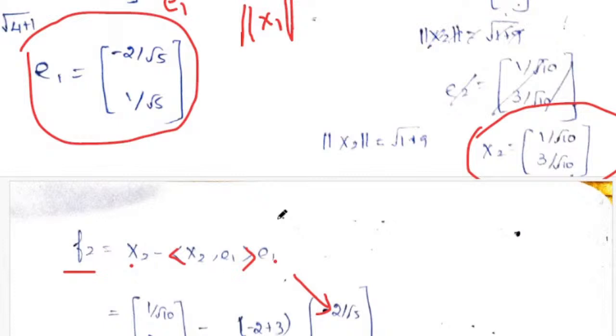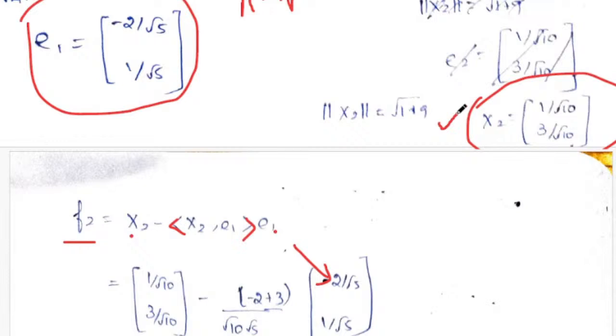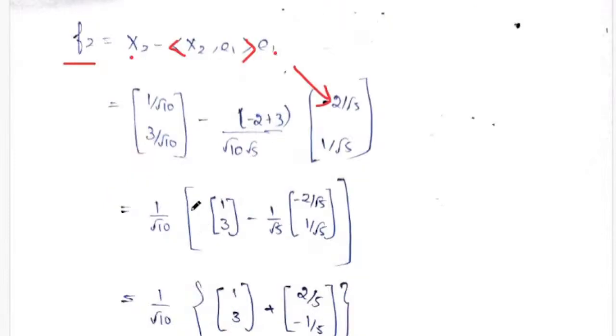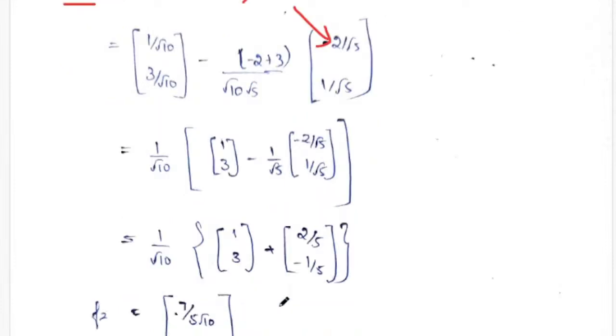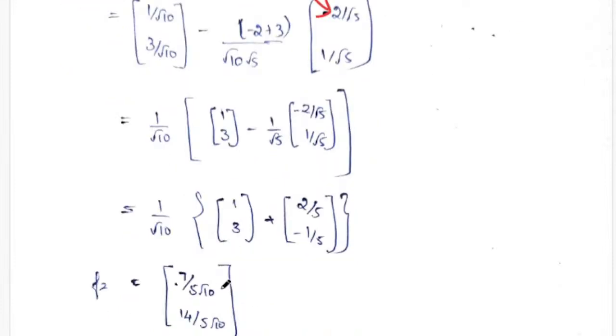Here we can take 1 by root 10 common also. In order to ease the work, I have divided by the norm, so I am taking 1 by root 10 outside. It will be (1, 3) minus 1 by root 5 times (minus 2 by root 5, 1 by root 5). Multiplying inside, 3 minus 2 is 1. So plus 2 by 5 minus 1 by 5. So it will be (7 by 5 root 10, 14 by 5 root 10).